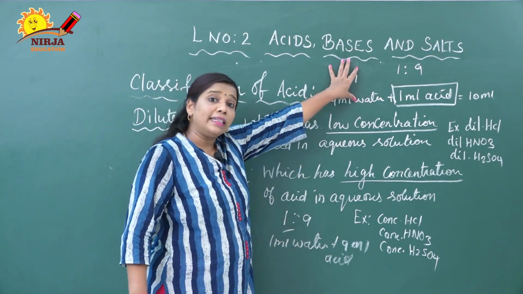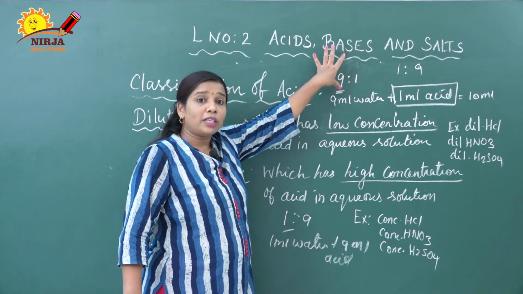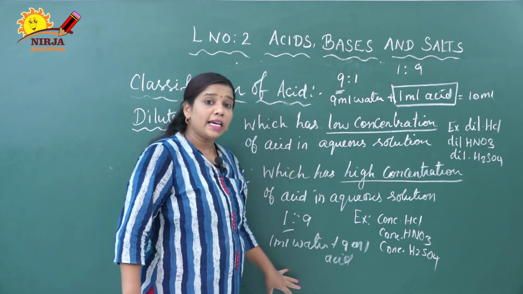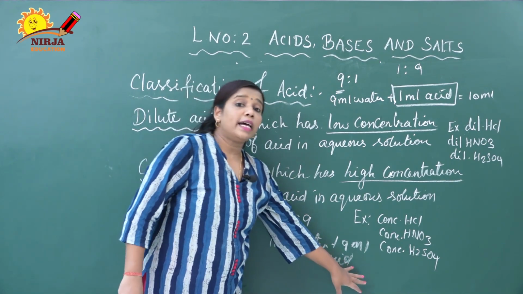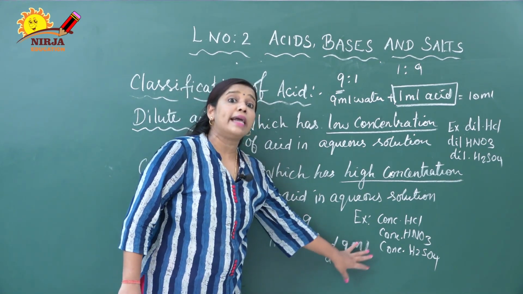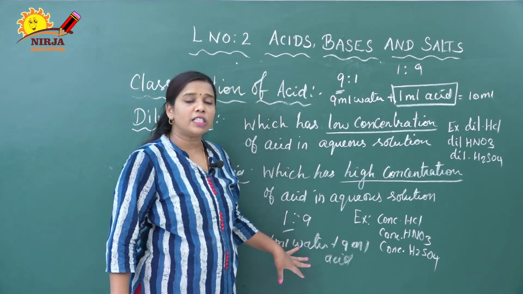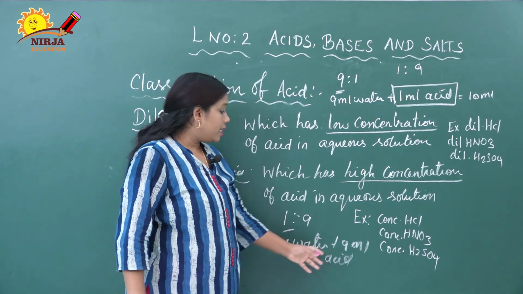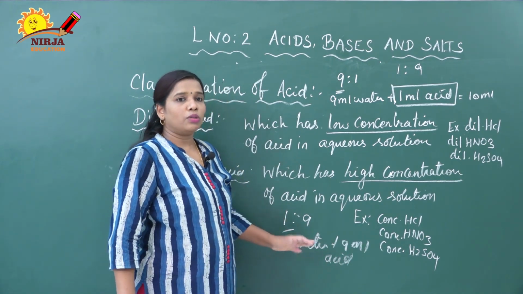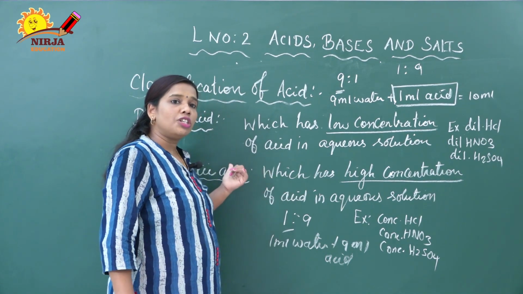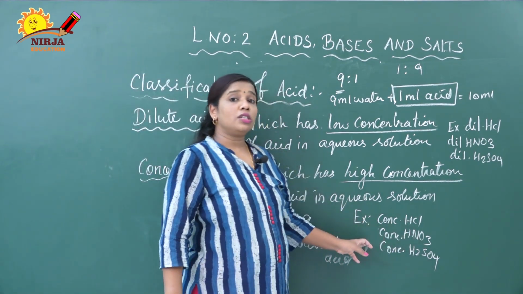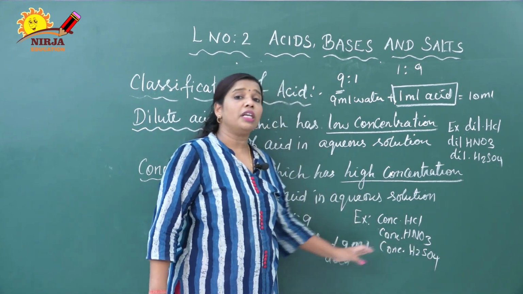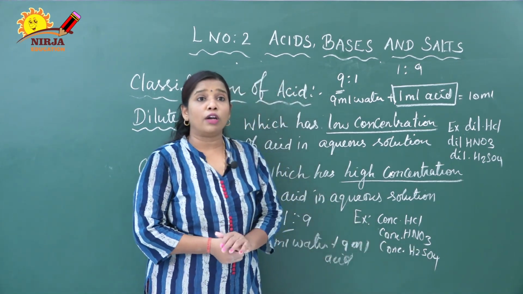So what is the difference between these two? Here the acid content ratio is less, so that's why it is called a dilute acid. Here the concentration of acid is more: 1 ml of water is mixed with 9 ml of acid. Here I am just giving an example, right? This way the concentration is more, so that's why this acid is called a concentrated acid. Similarly, concentrated HCl, concentrated sulfuric acid, concentrated nitric acid. I hope you have understood.